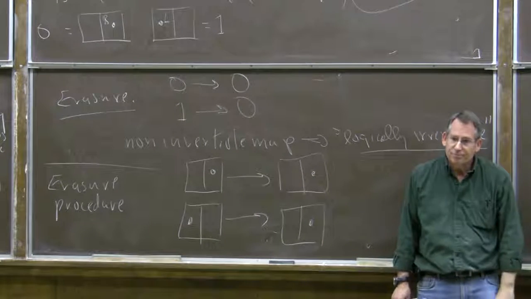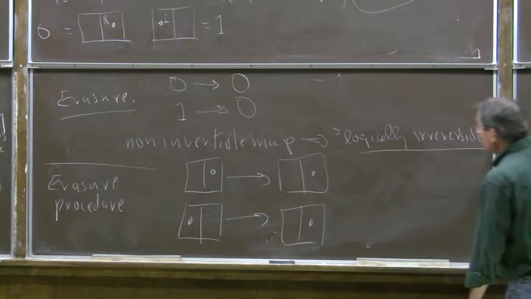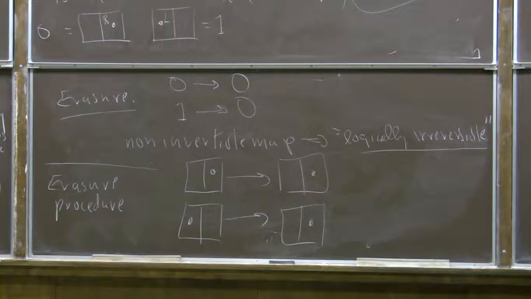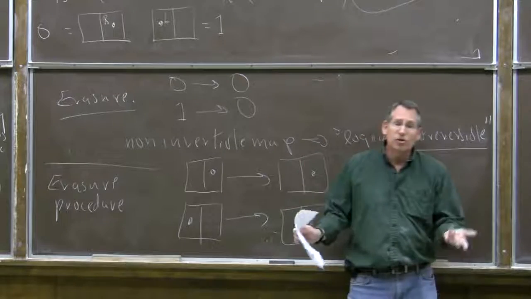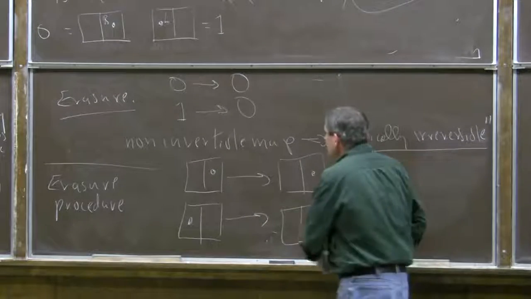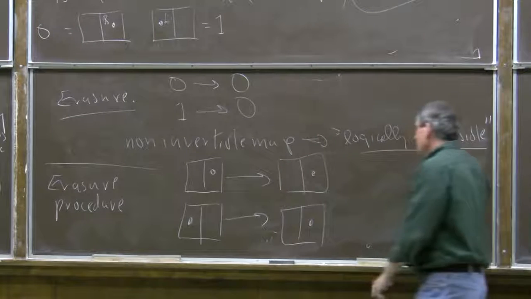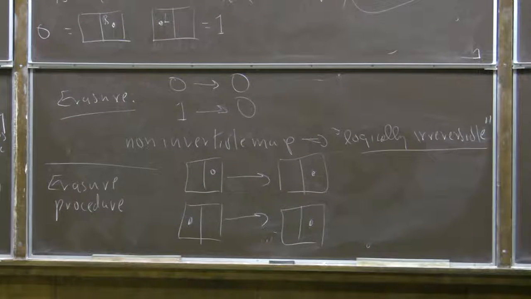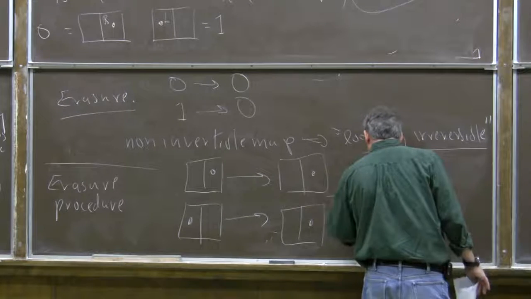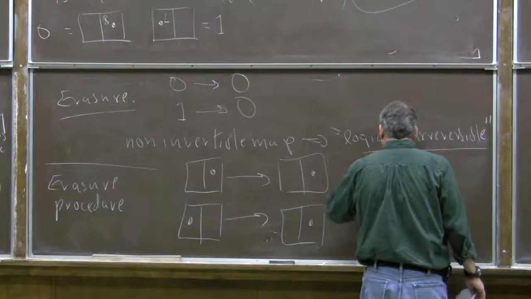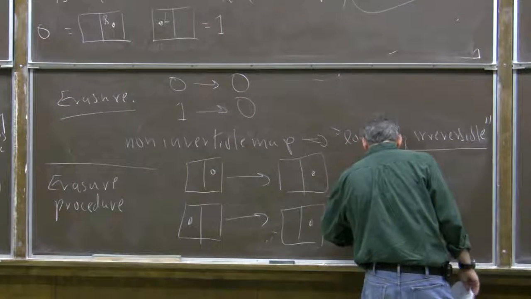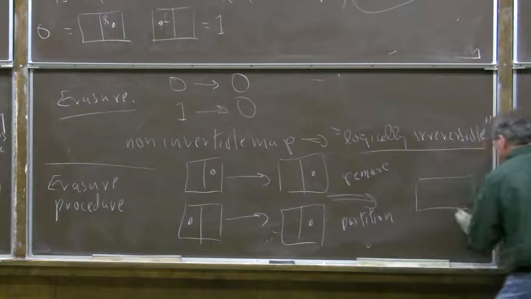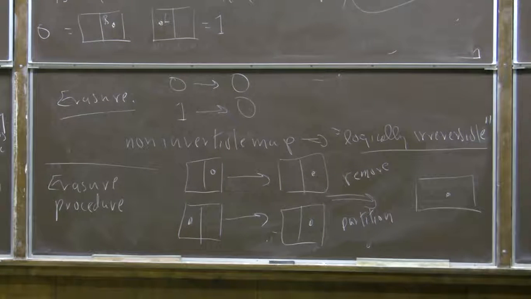Can't you just remove the partition? Well, I could remove the partition, but then that will not take the memory back to its original configuration. I won't know whether it's a 0 or a 1. If I say that the 0 state is the state where it's on the right side, and the 1 is the state where it's on the left side, if I just remove the partition, now it's neither on the left or the right, it's bouncing around.